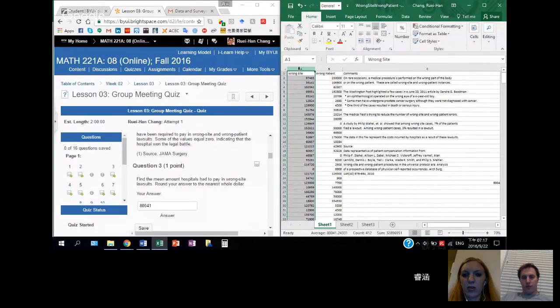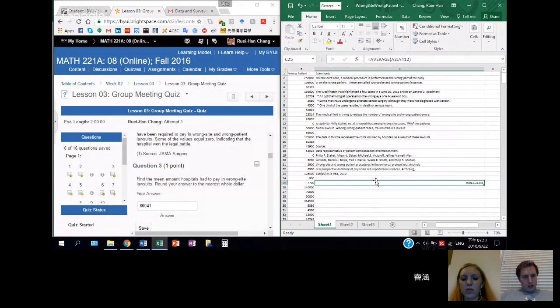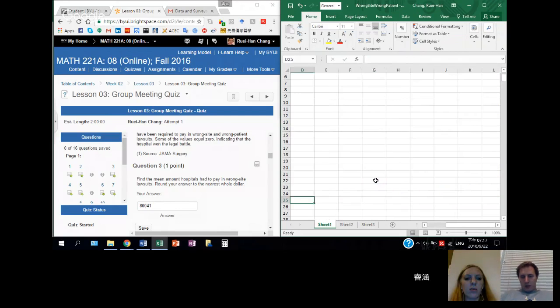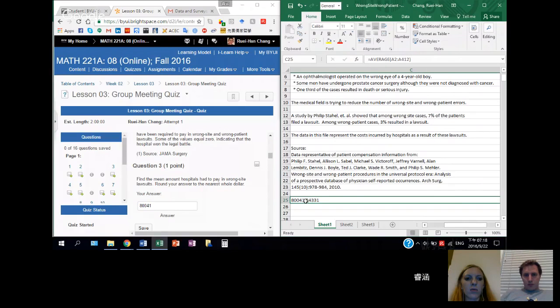So this column is the wrong site. The third question is asking the mean of the wrong site lawsuit payment. The mean is the average of this whole chunk of data. So what you do is type in this little formula here. Excel calculates for me the average of this wrong site lawsuit money that they paid, and that's the number I got right here. It's this one. This is the number: 80041 dollars.